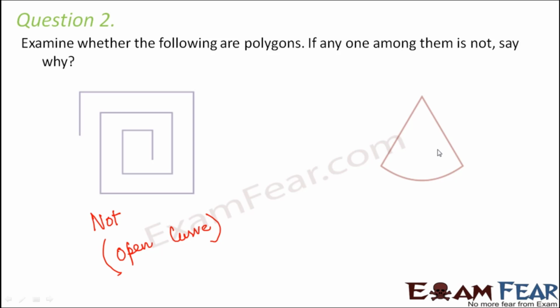Second one. Here also let's match the criteria. First criteria, it should be a closed curve. Well, it is a closed curve. Second criteria, it should be a simple curve. This is a simple curve. Third criteria, it should be made up of only line segments. But here, it is not made up of only line segments because this is a curve. So this is also not a polygon because it is not made up of only line segments.